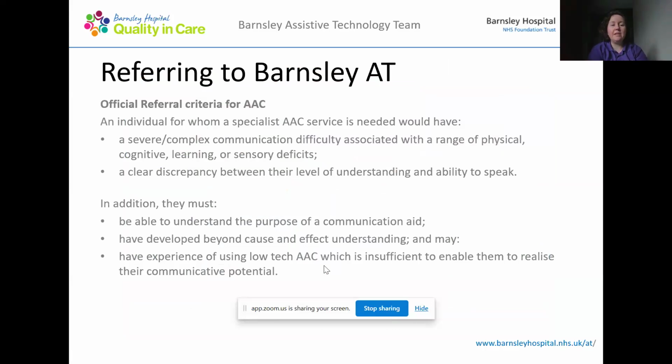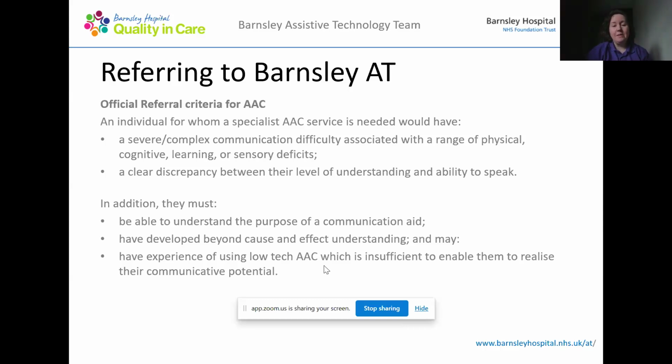So, referring to our team, the referral criteria. The official referral criteria is that an individual for whom a specialised AAC service is needed would have a severe, complex communication difficulty, which may be associated with physical, cognitive, learning, or sensory deficits. So they don't need to also have physical, cognitive, learning, or sensory difficulties. It might be that the communication difficulty is their main difficulty, because I'm aware that sometimes after a stroke, there might be more communication difficulty than other factors.